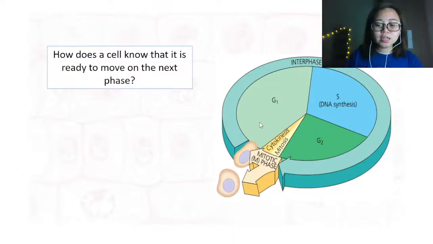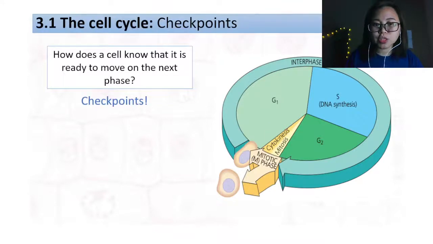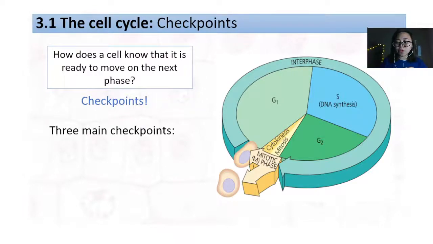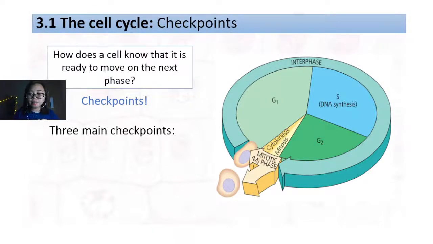The answer is that the cell will have its own checkpoints. So dia ada checkpoint atau cara sel itu sendiri untuk melihat sama ada dia bersedia untuk masuk ke fasa yang seterusnya atau tidak. There are 3 main checkpoints. Okay, ada 3 checkpoint yang biasa kita belajar. Memang ada lebih dari 3, tapi dalam silibus kita fokus kepada 3 saja.